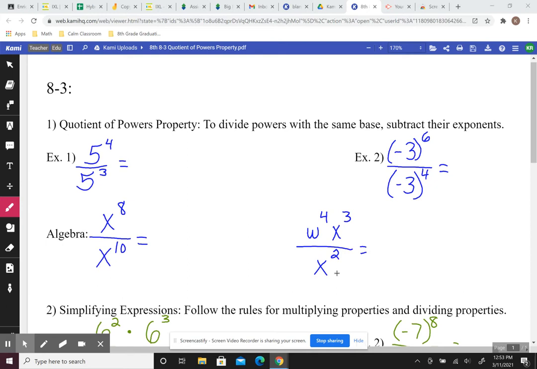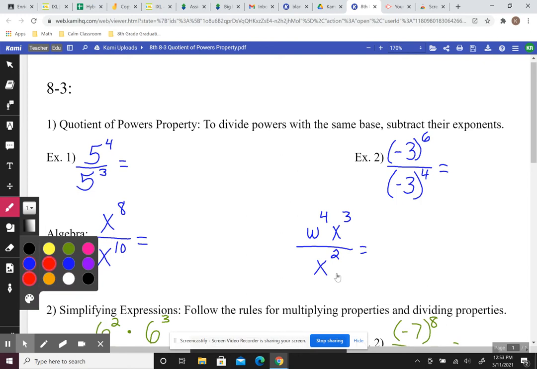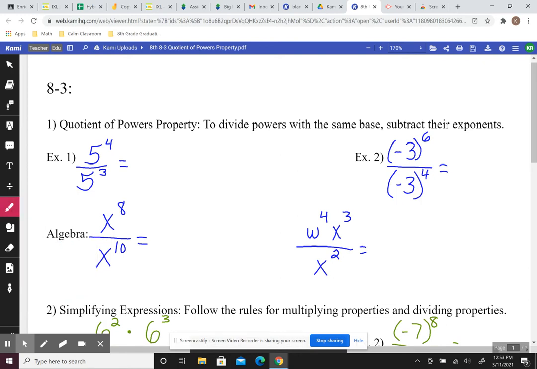Now, for example one, I'm just going to write this out in expanded form so you see why this works. As we are looking at this, we've got 5 to the 4th divided by 5 to the 3rd. So that's basically 5 times 5 times 5 times 5, and then we're dividing that by 5 times 5 times 5.